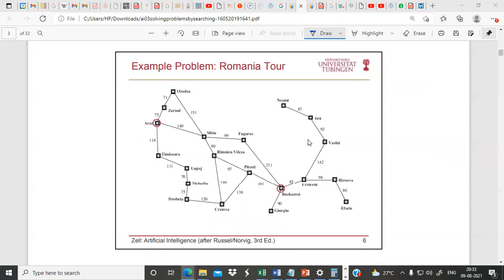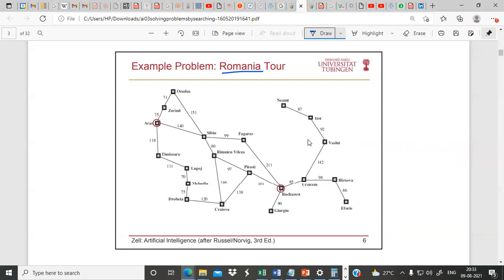So this graph is about Romania too. Okay, so there is an agent in this city Arad. These are different cities in Romania. There is an agent in the city Arad, and this agent would like to move to the city Bucharest.